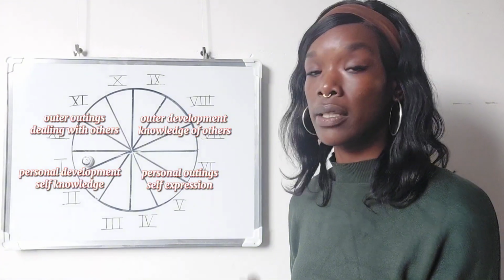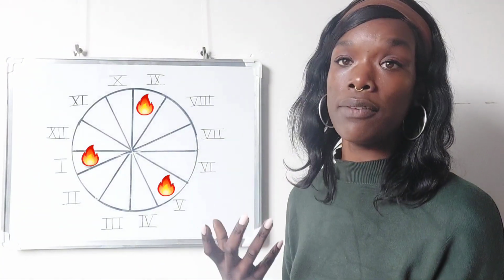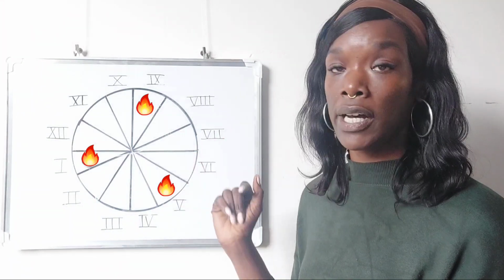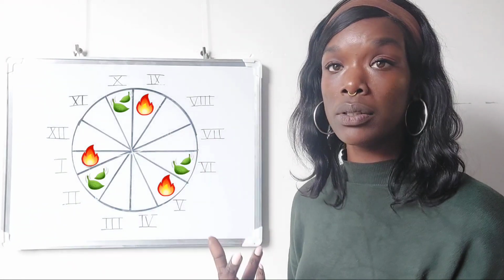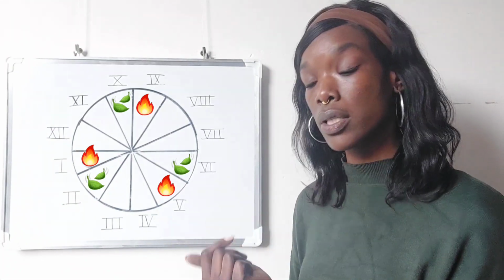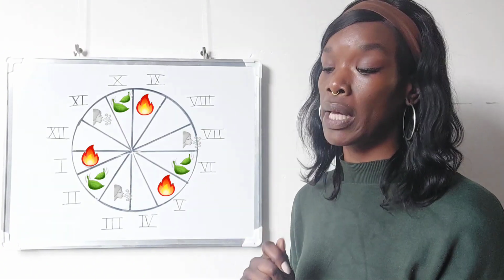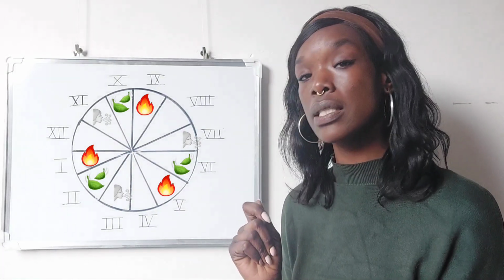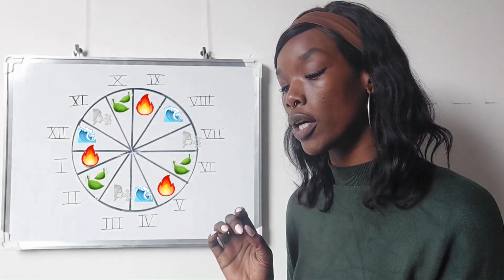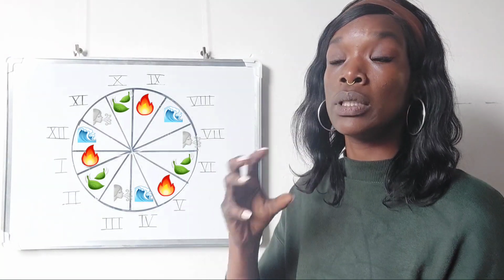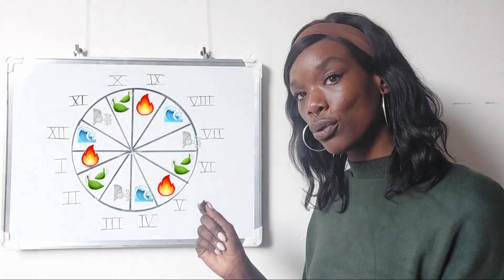Next, we can divide the houses in four groups. We have the houses of life, which are ruled by fire signs, very passionate. We have the houses of wealth, ruled by the practical earth signs. We have the houses of relationships, ruled by the communicative air signs, and the houses of endings by the deeply intuitive water signs. So these are the main themes, but they're not always stuck to.